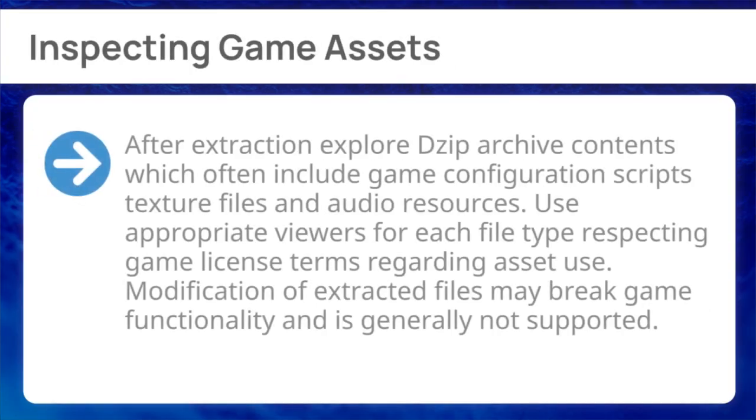Finally, inspecting game assets. After extraction, explore Dzip archive contents, which often include game configuration scripts, texture files, and audio resources. Use appropriate viewers for each file type, respecting game license terms regarding asset use. Modification of extracted files may break game functionality and is generally not supported.